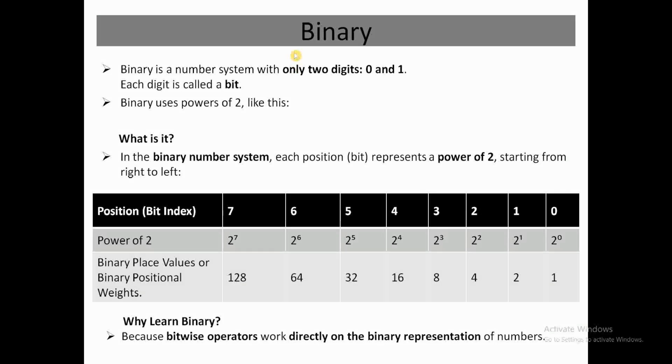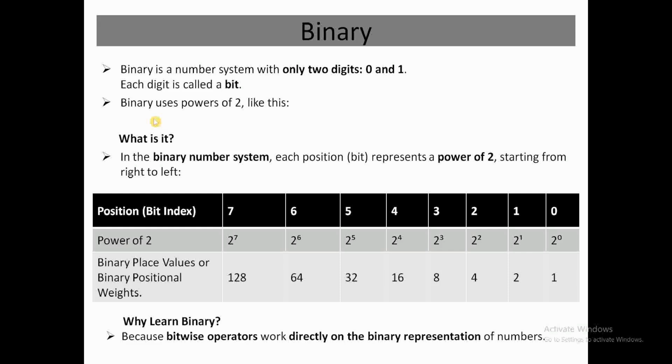So here is the first topic, that is binary. Binary is a number system with only two digits, that is 0 and 1. Binary contains only 0 and 1 digits, and each digit, suppose we are talking about 0, is a bit. So a single digit is a bit, and 0 and 1 together make binary.